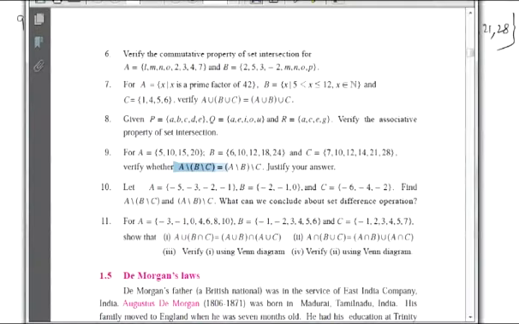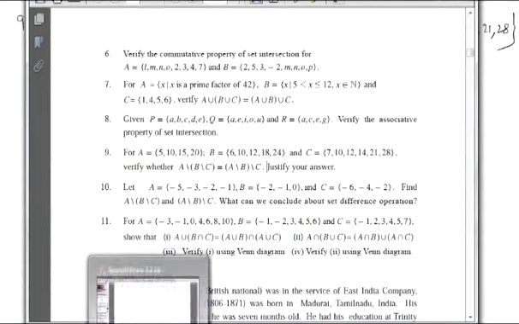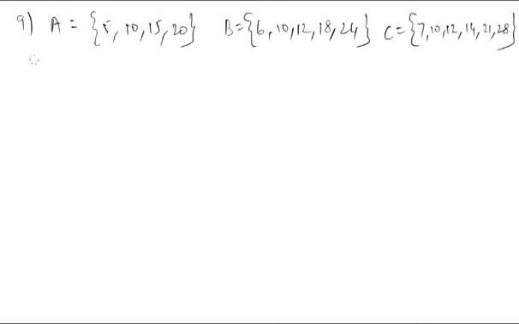Verify whether A set difference B set difference C is equal to A set difference B set difference C. Okay, let us see.